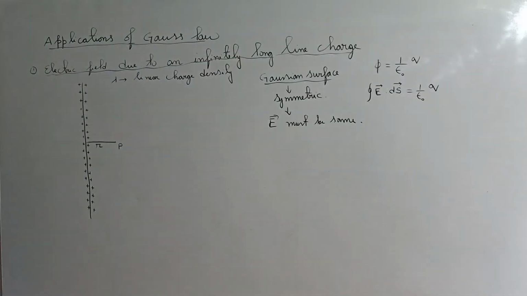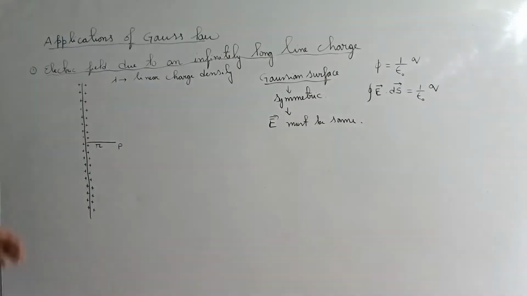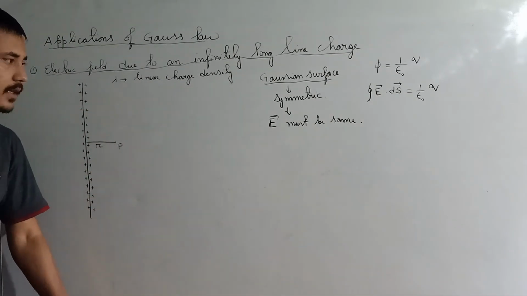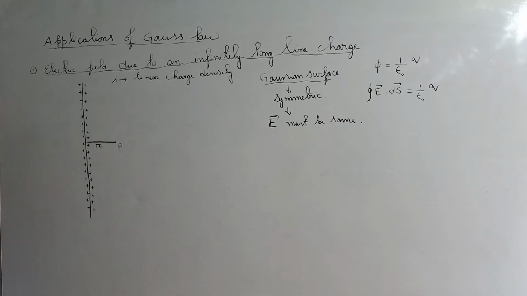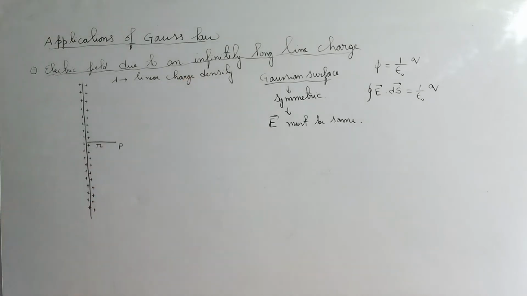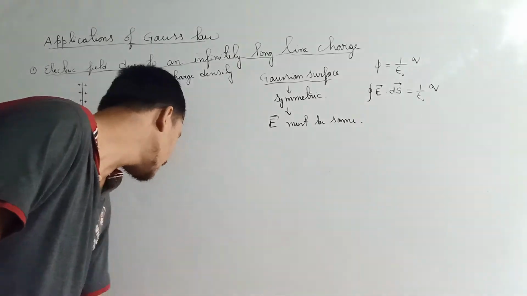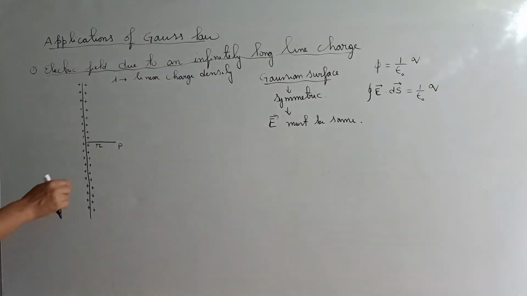So what you need to do, in order to determine the electric field at this point P, is draw a closed surface, which we call a Gaussian surface, such that the surface is symmetric about the given charge. And the electric field at every point on that surface must be the same. Is it okay? So let us draw a Gaussian surface where point P lies on that surface.